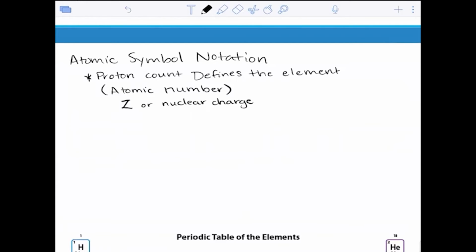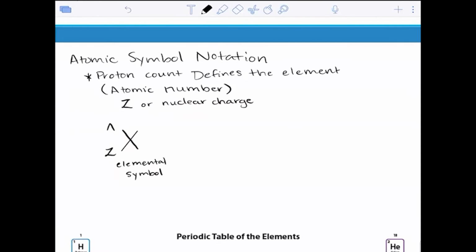We can write an elemental symbol as X, and from that elemental symbol, we can get a name. We'll talk about those in just a second. If we wanted to write a little bit more expression there, we could put Z in the bottom left-hand corner. That's the atomic number, the number of protons. We can also write at the top left-hand corner A.